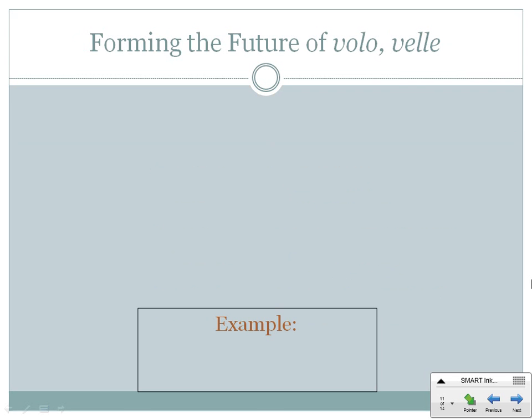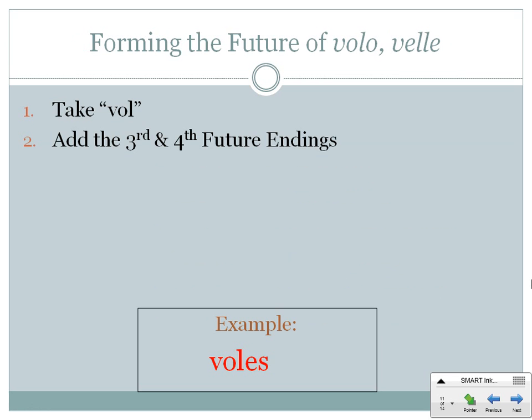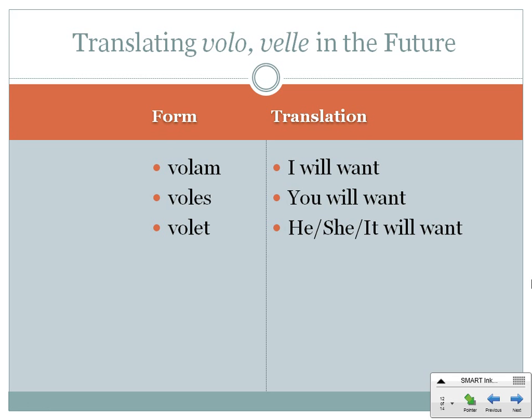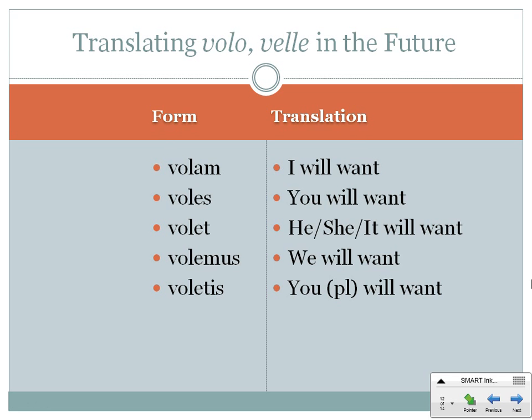Now, on to volo, velle. We're going to take vol, V-O-L. It's almost as if we're taking the present tense minus the ending for this. And then we're going to add the third and fourth conjugation future endings, such as an es again. So our forms of volo are going to form as volam, I will want, voles, you will want, volet, he, she, it will want, volemus, we will want, voletis, you all will want, and finally volent, they will want.